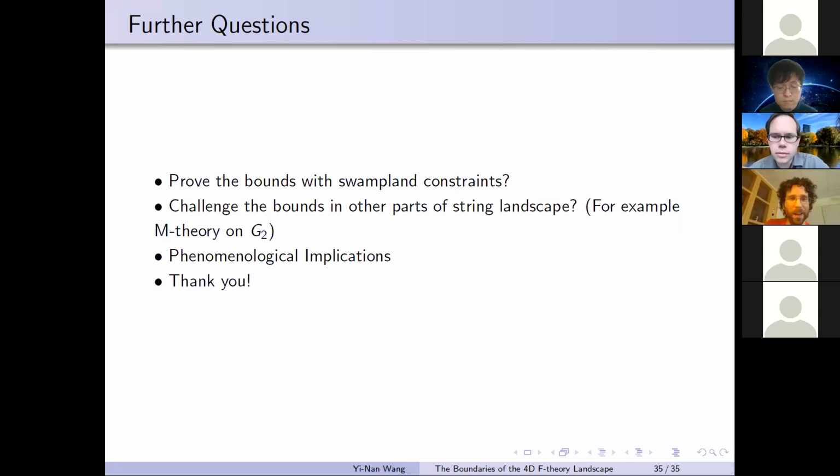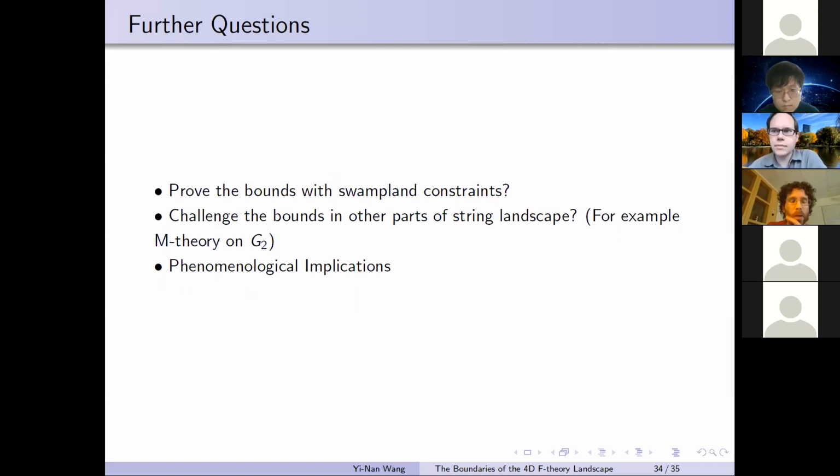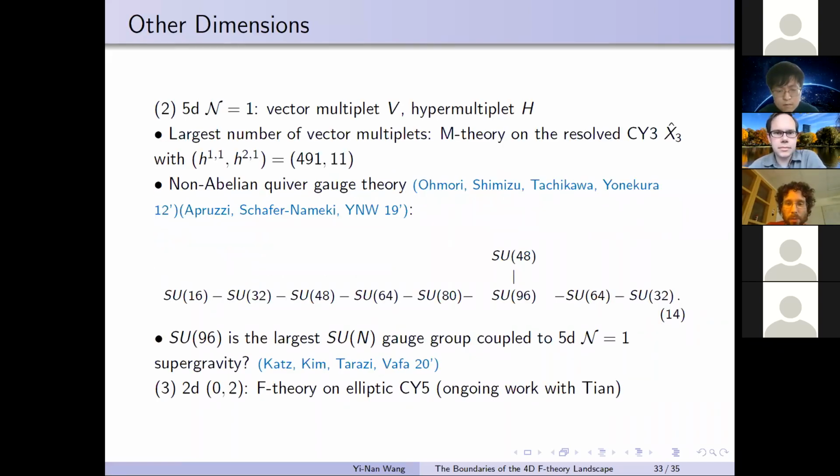Oh yeah, hi Yinan, very nice talk. I just have a quick question. So in the quiver you were showing in the last slide, yeah, that one, there you have these curious jumps in the rank of the gauge group, right? They are jumping by 8 and they are always even.